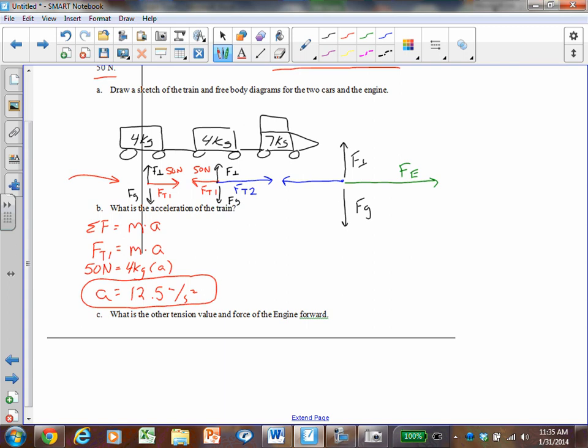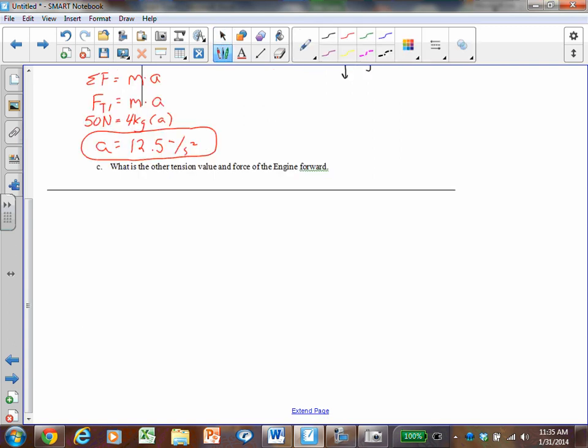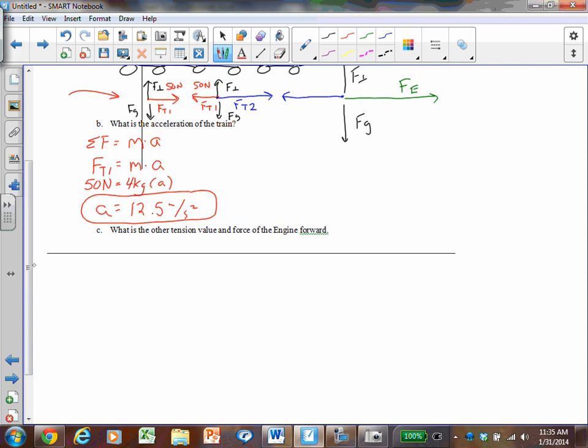What's the other tension value in force of the engine forward? Well, for the second one, we could sum the forces. In this case, summing the forces is mass times acceleration. But we have a winner and a loser: Ft2 minus Ft1 equals ma. It's Ft2 that we're looking for, but we know what Ft1 is.